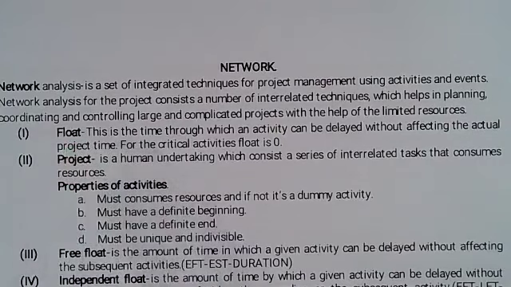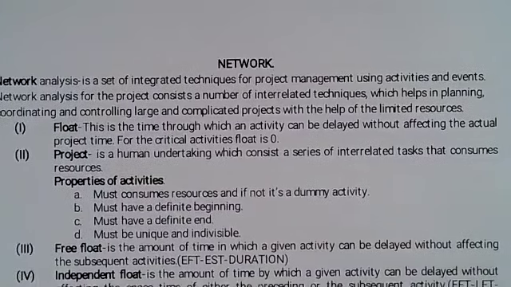We have what we call the float. Now, float is the time through which an activity can be delayed without affecting the actual project time. And for the critical activities, float is always equal to 0. So I repeat again that float is the time through which an activity can be delayed without affecting the actual project time. Then what's a project? Now a project is a human undertaking which consists of a series of interrelated tasks and consumes resources.